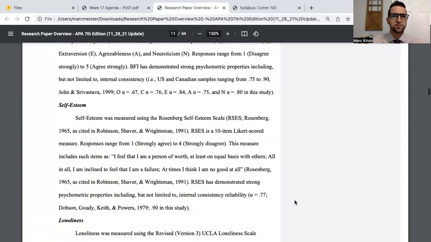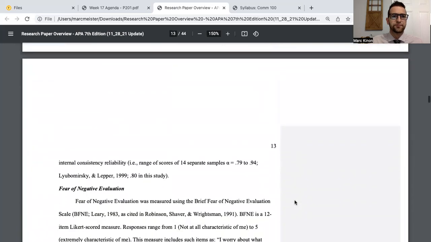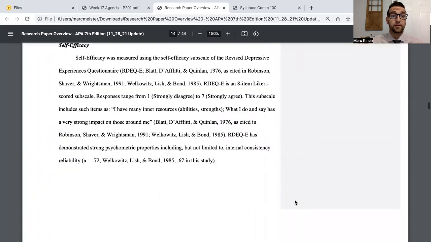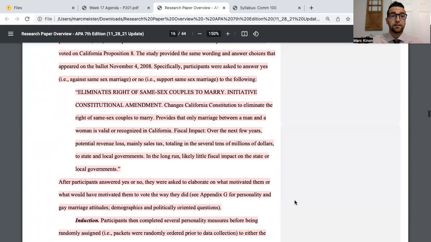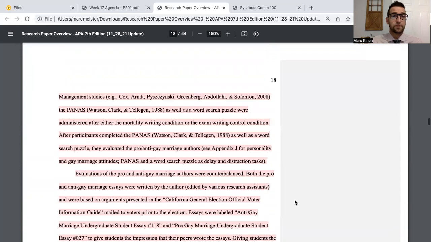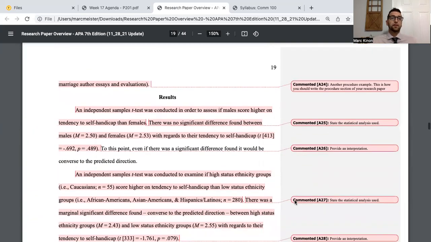So here are all the measures. I included a lot of them in the sample paper. Okay, now we're in the procedure.